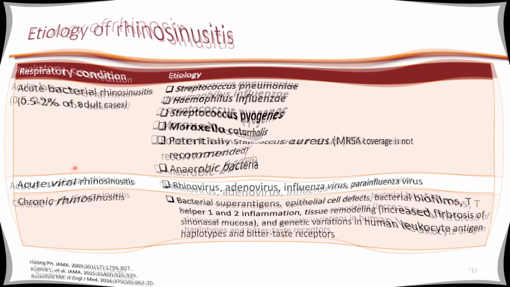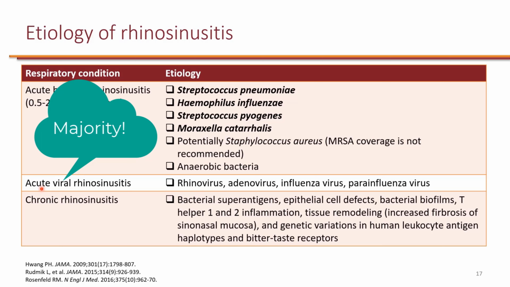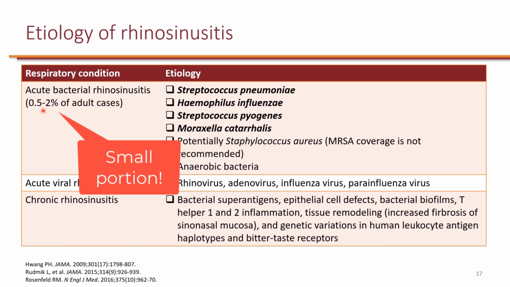Now, the majority of cases of rhinosinusitis are due to viral causes. So acute viral rhinosinusitis is due to various viruses, which we typically don't treat, with the exception of influenza for most patients. Now, a small portion of these, about 2% of adult cases, are bacterial rhinosinusitis, and these are due to respiratory bacteria, so respiratory pathogens.